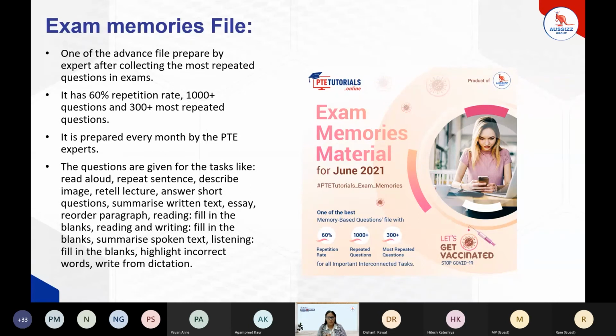PTE Tutorials always comes up with exam memories material every month. This is the file of the June month. We have already launched the July month. It is launched on the first date of every month. For June, this is the file, and the repetition ratio is 60%, which means whatever content is in this particular file, 60% of it is getting repeated.